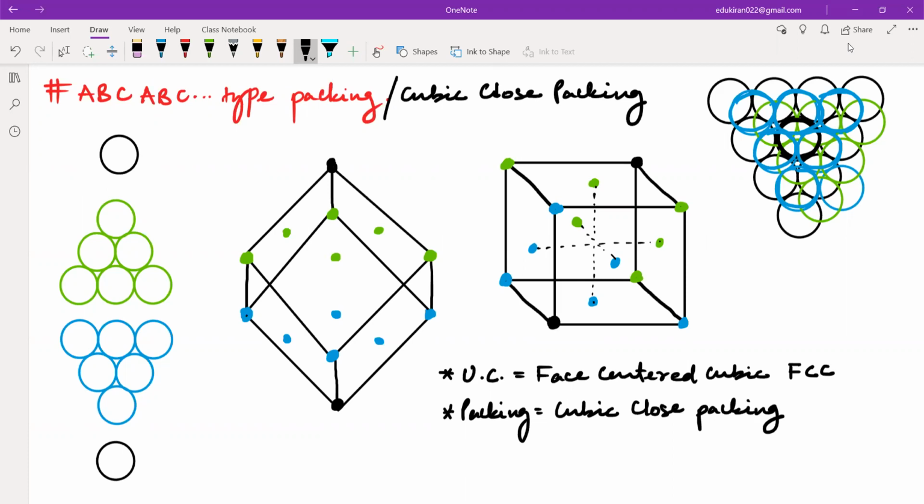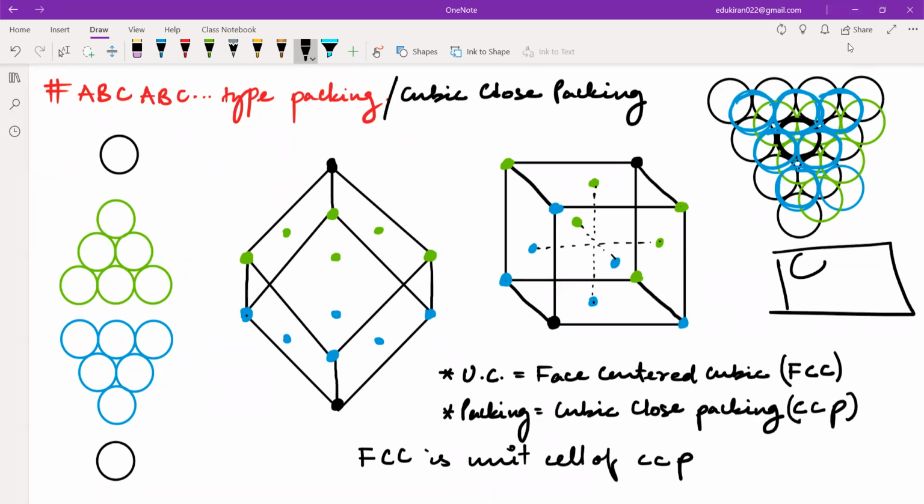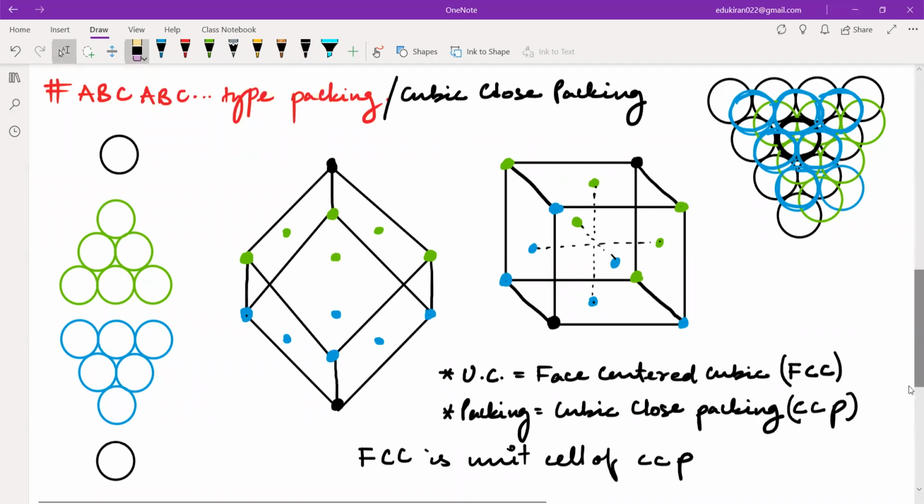Also remember one more point. These two words, they will be used generally interchangeably. Okay. So please remember FCC is the unit cell of CCP. The cubic close packing is a whole arrangement of atoms, different atoms, and out of this we have taken a unit cell, which is a face-centered cubic. Okay, so FCC is the unit cell of CCP. Remember this line.